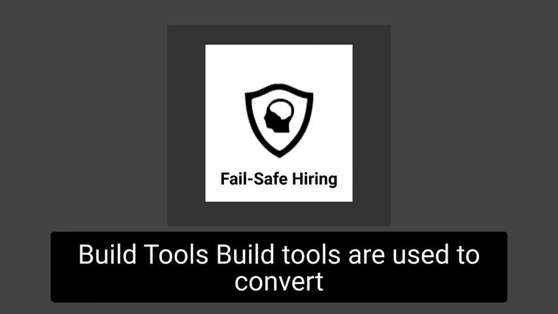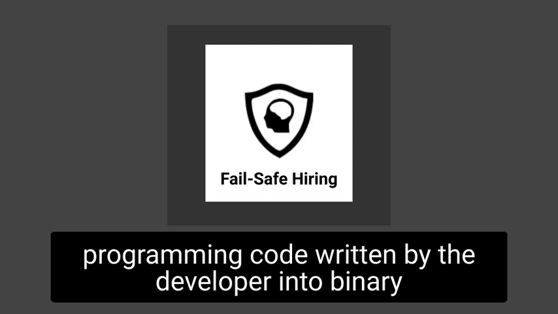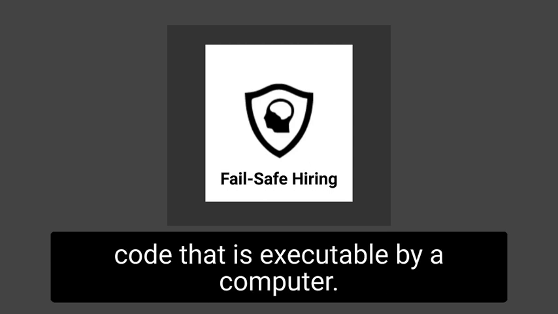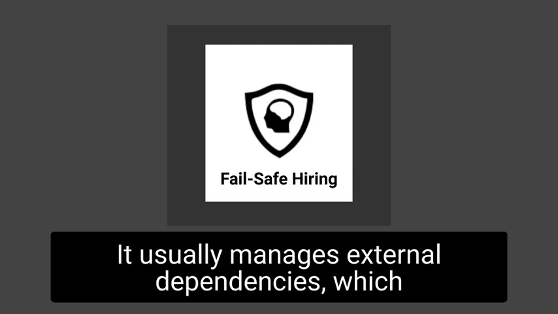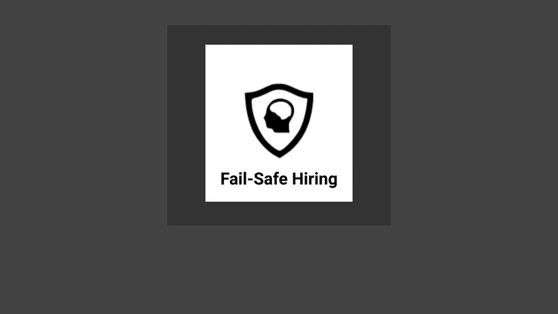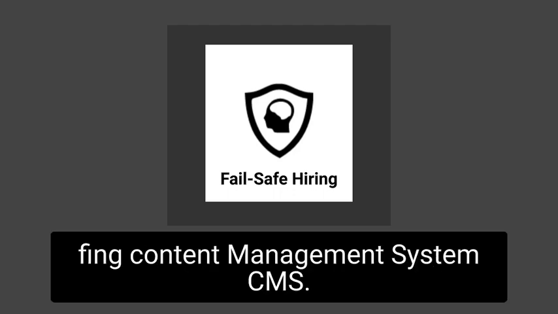Build tools. Build tools are used to convert programming code written by the developer into binary code that is executable by a computer. It usually manages external dependencies, libraries, or frameworks, which are used in the project. Examples: Gradle, Maven, Rake, MSBuild, Ant.